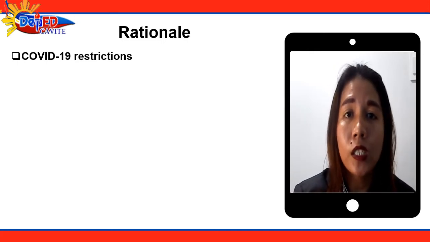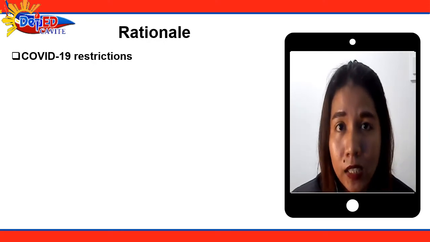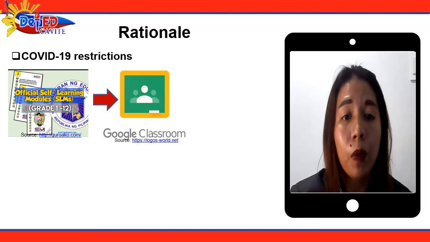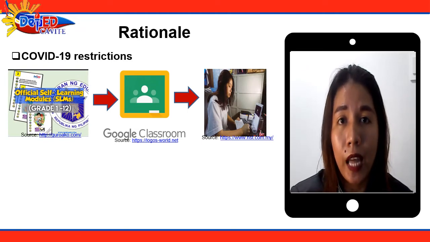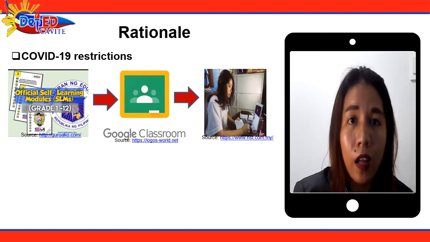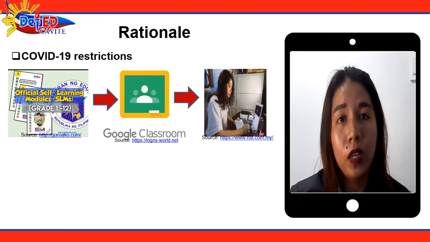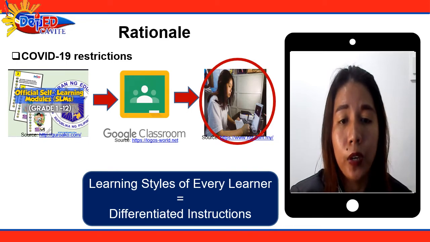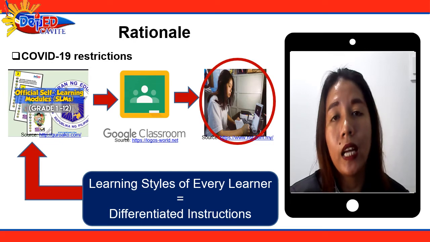One of which is the online learning modality, wherein students are required to attend online classes through Google Meet and also accomplish learning tasks that are uploaded in the Google Classroom, wherein the students can answer the different learning tasks. However, the self-learning modules are identical with the learning activity sheets that are being uploaded in the Google Classroom without considering the learning style of every learner and also without considering differentiating instructions on the learning activity sheets.